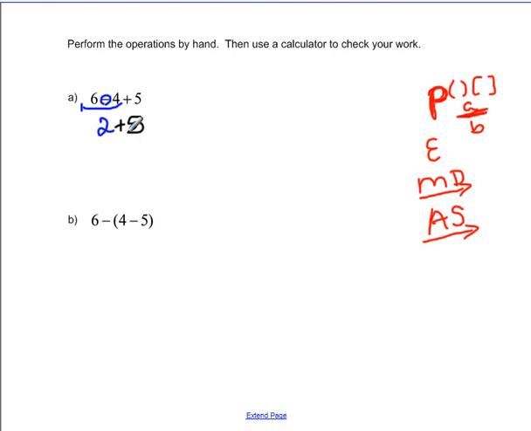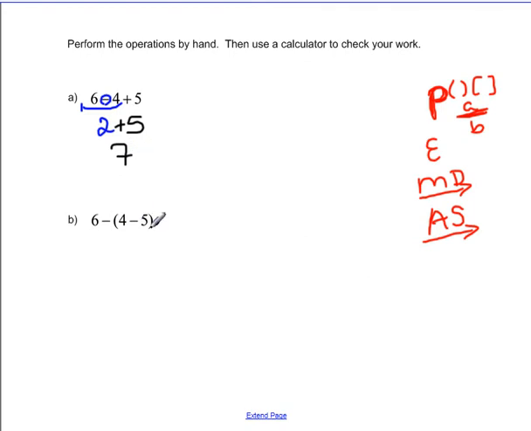This is a really important step. A lot of people want to try to do everything in their heads. Let your paper carry the work for you. Just take it one step at a time. Now we only have one operation left, so of course that's the operation we should do. 2 plus 5 is 7.